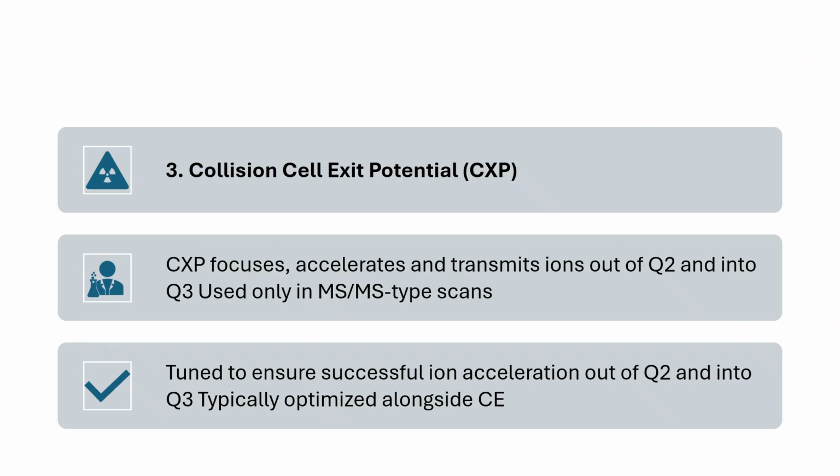So the third key parameter in compound optimization is collision cell exit potential. Now in this, we focus on how to accelerate and transmit ions out of Q2 into Q3. This is only used in MS/MS type scans.